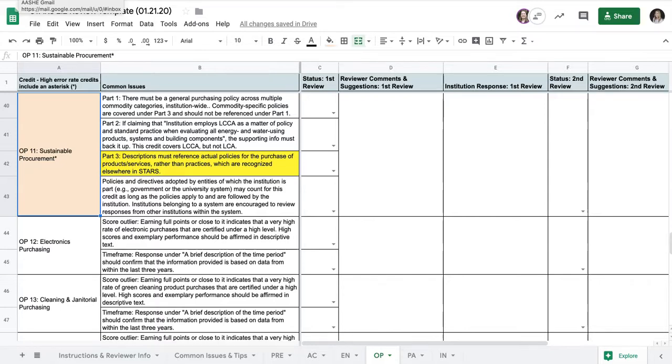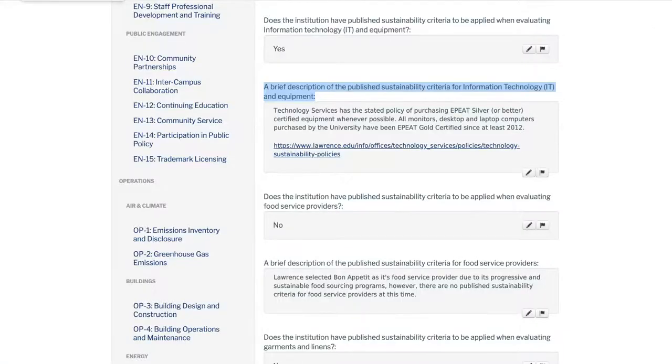A common mistake under this section is citing programs or initiatives rather than the published guidelines, standards, or policies. A second common issue is citing a published standard but not providing the documentation. We recommend copying the text of the standard into the descriptive field as well as providing a URL where this information can be accessed. For example, you can see in the Lawrence University recent report that they've provided a description of the sustainable policy or guideline, and there's also a link that takes you to the full technology sustainability policy.